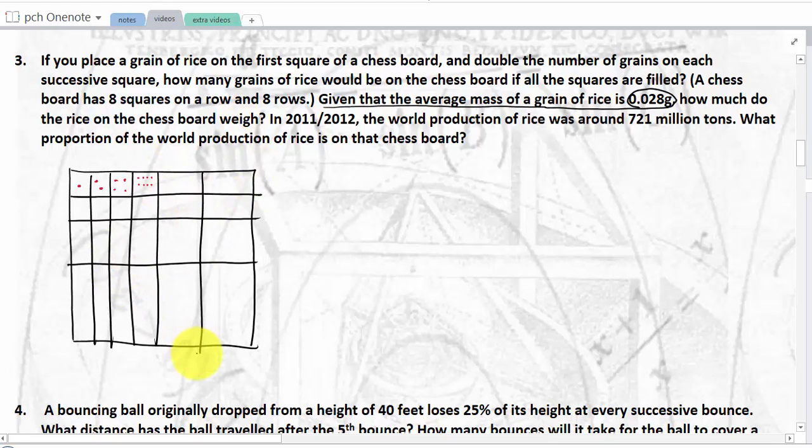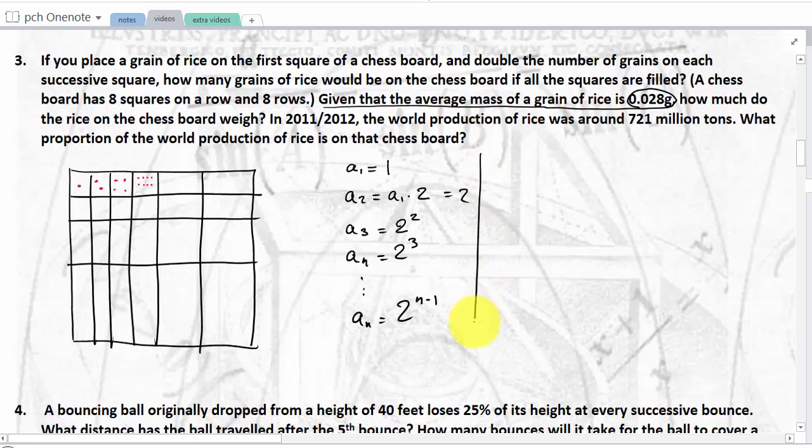So we want the total weight of the chessboard, okay? So let's first count the grains of rice. So this is a geometric sequence. The first term is 1, and the second term is 2 times a1, so it is a1 times 2. The third one is 2 times a2, so it's 2 squared. Fourth one, you multiply a3 by 2, 2 cubed. Therefore, the nth one is going to be 2 to the n minus 1. So, these are the terms of the sequence.